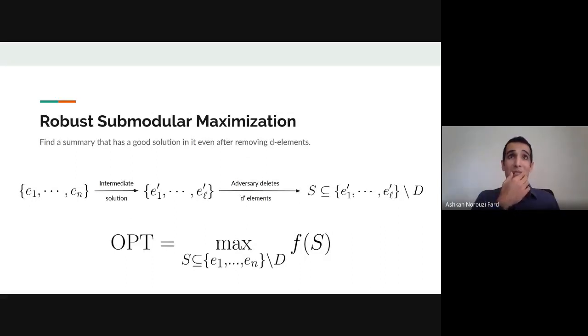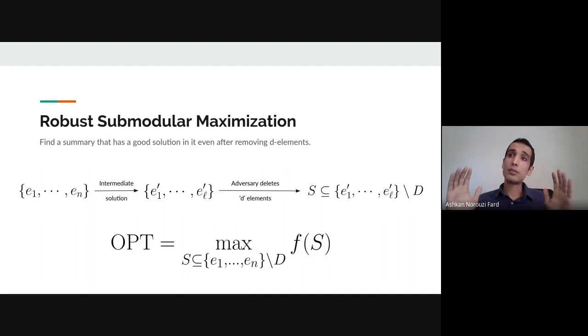One of the applications of the algorithm that we introduce is in the robust submodular maximization setting. Let me just define the setting first. In this setting, we are given n elements, E1 to En. First, an algorithm should output a subset of these elements, which we call the intermediate solution, E'1 to E'm. Then an adversary deletes some of these elements. And now the goal is to output a subset of size at most k from the remaining elements. So basically, the final solution S should be a subset of the intermediate solution minus the deleted elements.